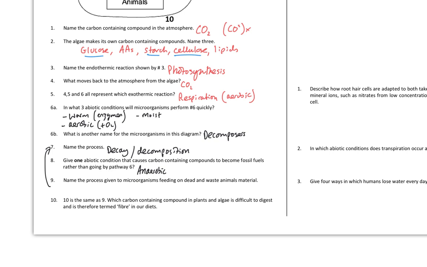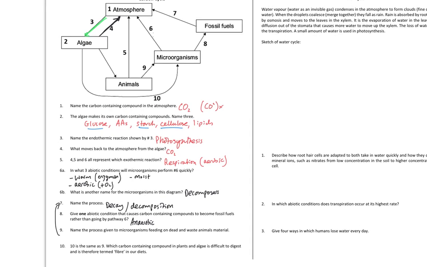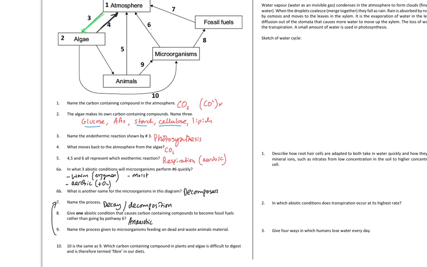Number 10 is the same as number 9. It's carbon compound in plants and algae. Let me just go back to the diagram. I'm getting lost on the numbers. Right, so 9 and 10 are just food from dead stuff. So 10 is the same as 9, which is a carbon compound in plants and animals that is difficult to digest and is therefore a term, fibre, in our diets. Well, that's just good old cellulose.